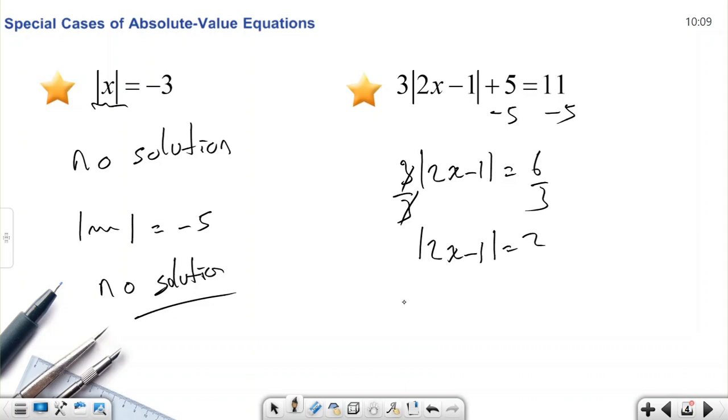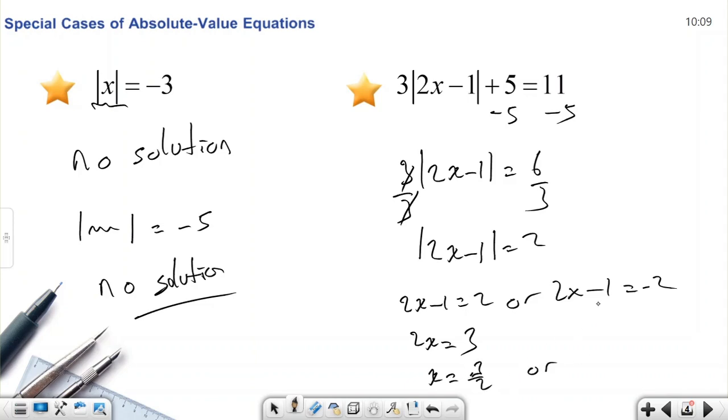Because it's equal to 2, we can write 2x minus 1 equals 2, or 2x minus 1 equals negative 2. 2x equals 3, x equals 3 over 2. Or plus 1, 2x equals negative 1, x equals minus 1 over 2. So in that case, that's not a special case because we can solve this equation.